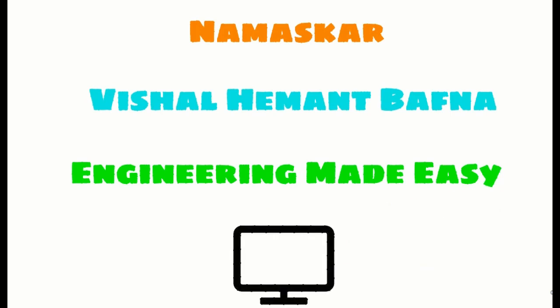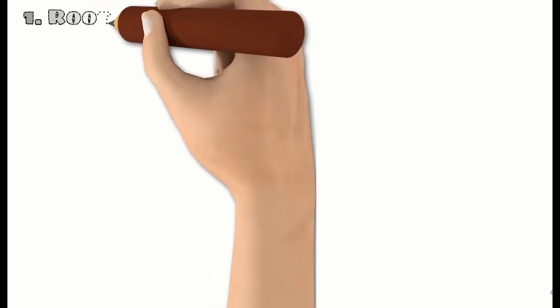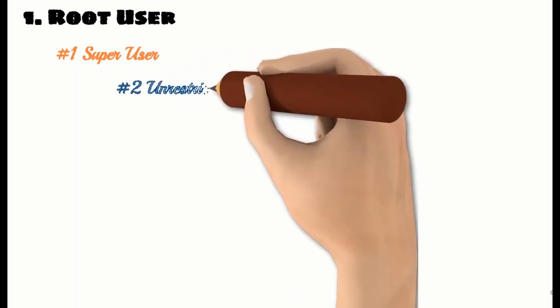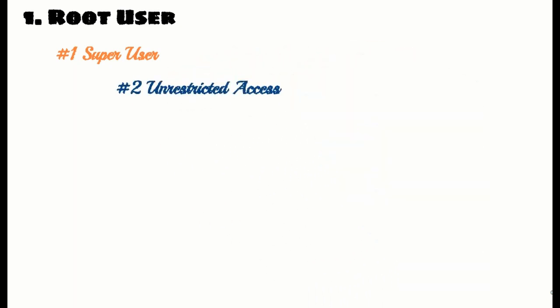So, there are three types of users in Unix operating system. The first one is root user. It is a super user of the system, having all the authority. It has the unrestricted access to the system. By unrestricted access, I mean it can read, modify, write, access files or directories, or even can execute any application. It is also special kind of user in the system.